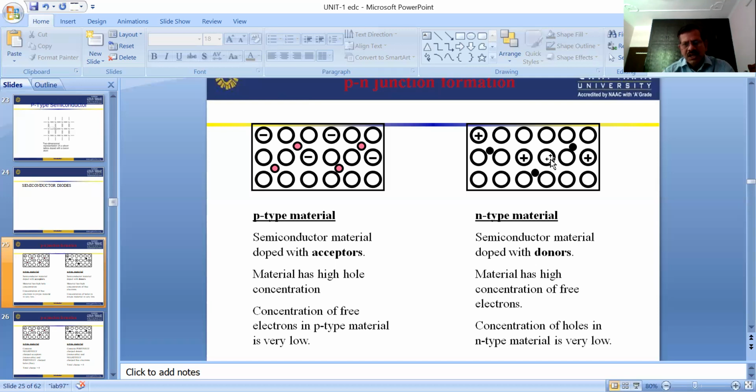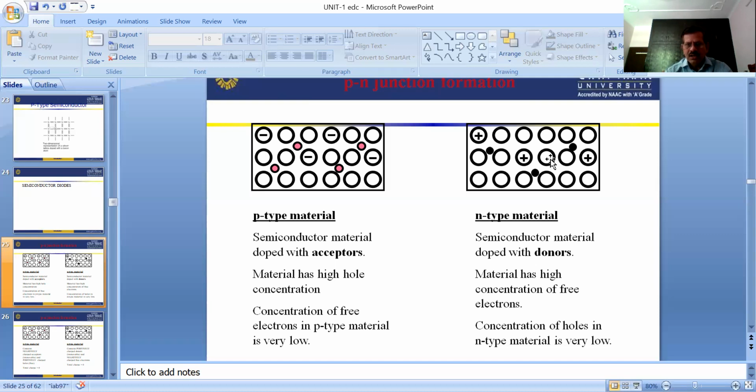Now we discuss the n-type material. This is the opposite of p-type material. The number of electrons is high, which means the concentration of electrons is much higher as compared to holes. In n-type material, the number of holes is very low, so the concentration of holes is very low.